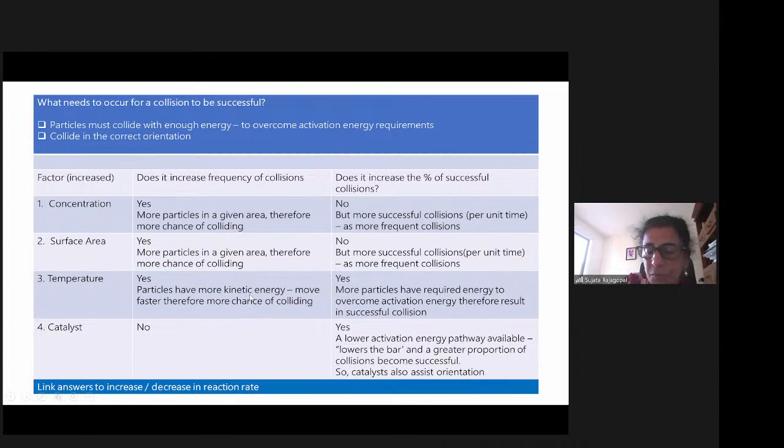Temperature, yes, you need to mention kinetic energy, because when you increase the temperature, you are giving heat energy to the reactant particles. Because of the heat energy, they get more kinetic energy, which makes them vibrate faster and therefore more successful collisions. Catalysts do not take part in the reaction. They only lower the activation energy and make a pathway for them to succeed.